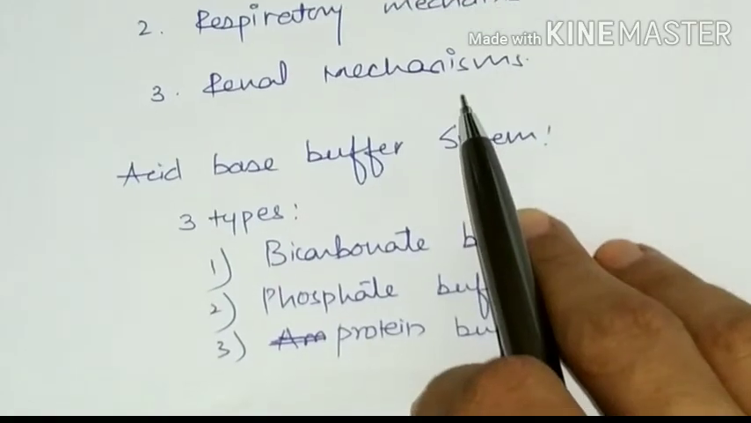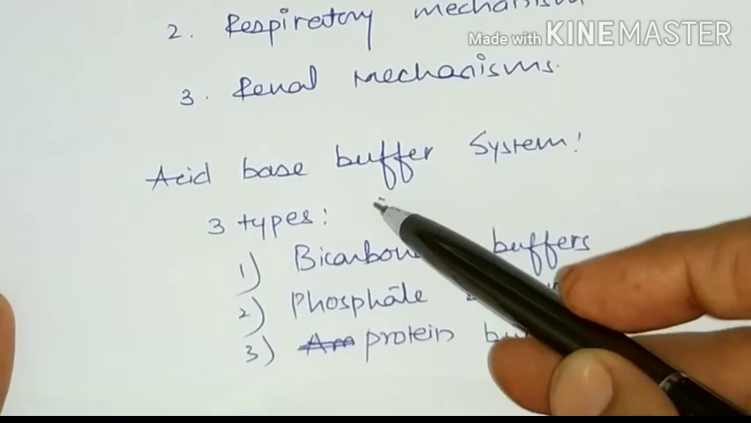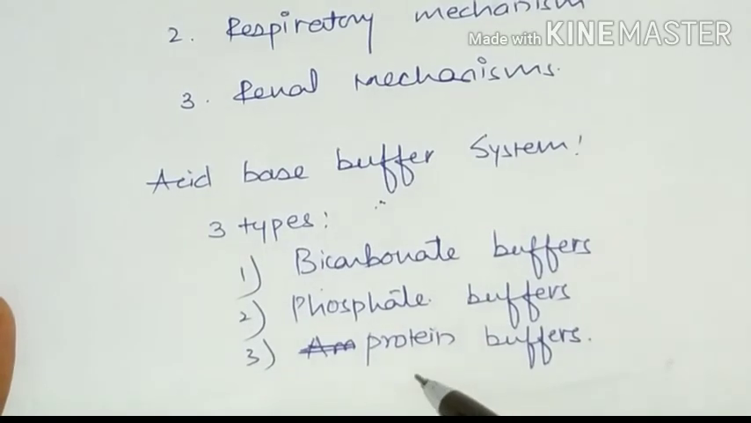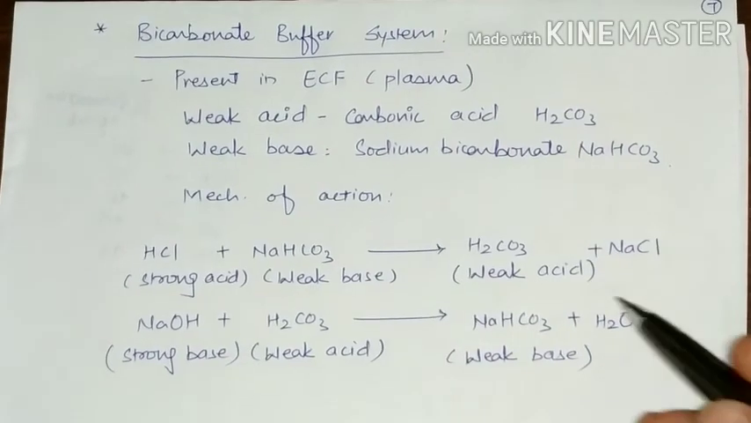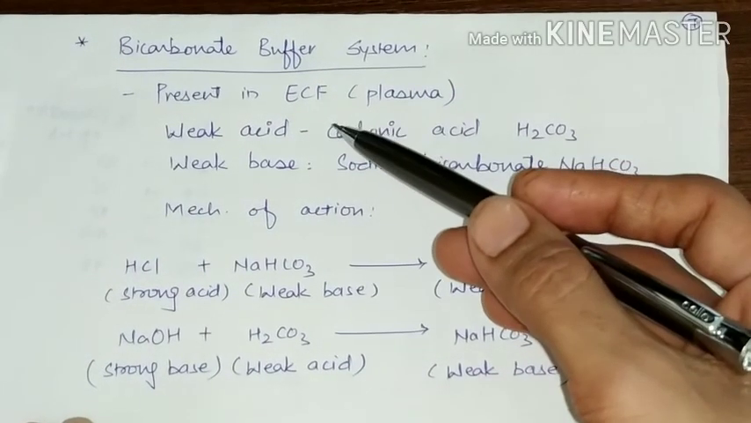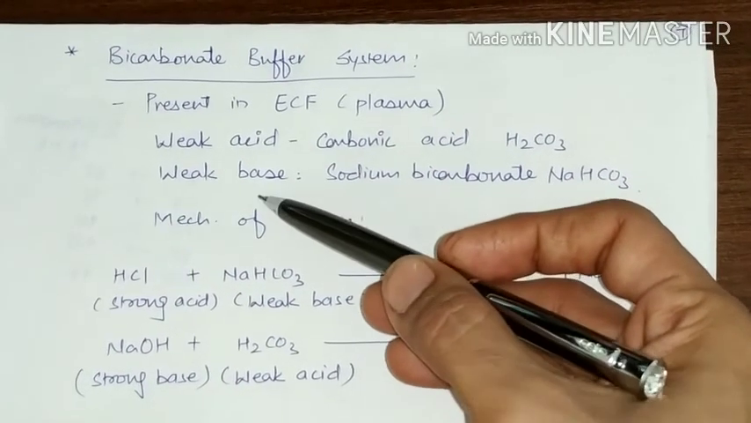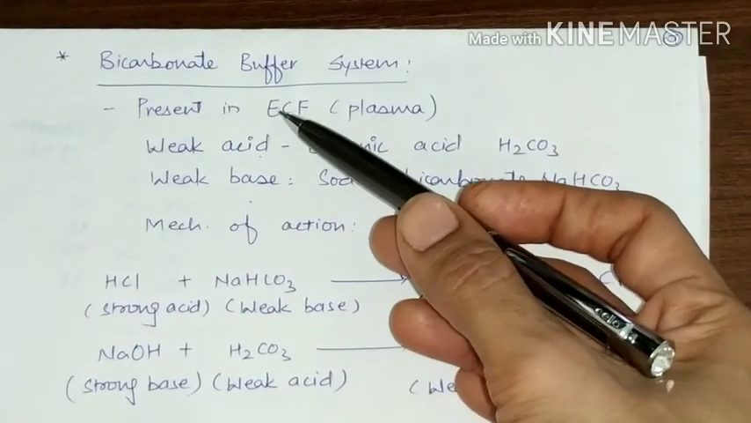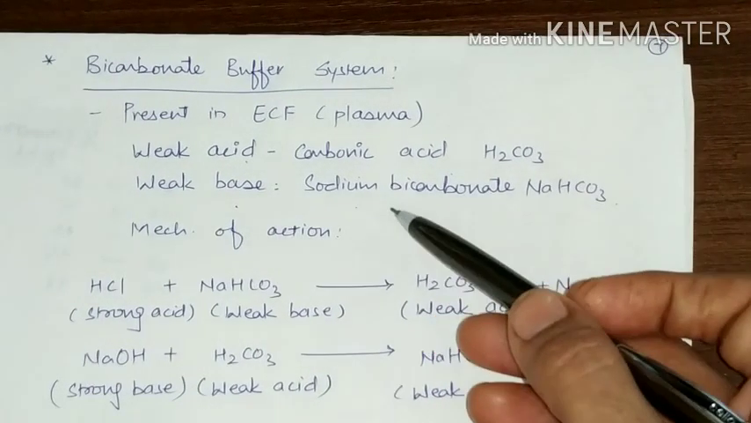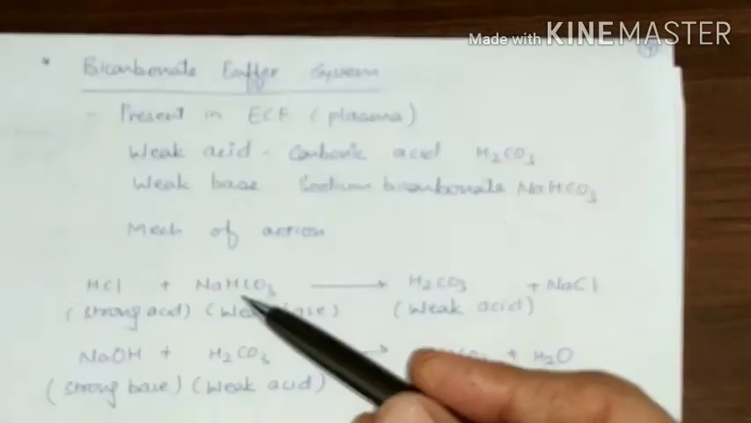Now, let us start with the acid-base buffer system. It is again divided into three types: bicarbonate buffers, phosphate buffers, and protein buffers. Let us start with the bicarbonate buffer system. It is present in the extracellular fluid, mainly in the plasma. It consists of a weak acid and a weak base. The weak acid is carbonic acid, H2CO3, and the weak base is sodium bicarbonate, NaHCO3.